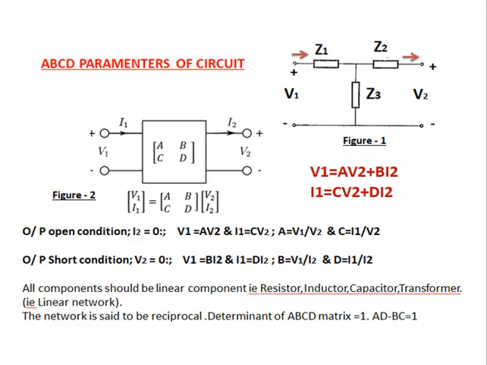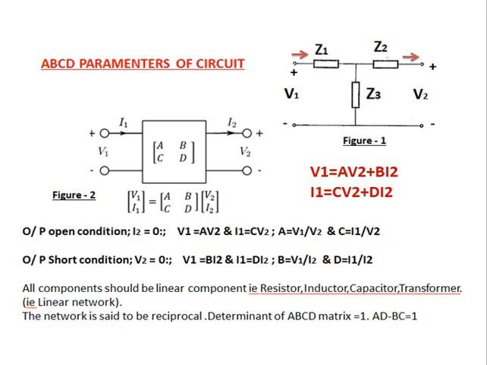Output open condition: I2 equal to 0. V1 is equal to AV2, and I1 is equal to CV2. So, A is equal to V1 by V2, and C is equal to I1 by V2.